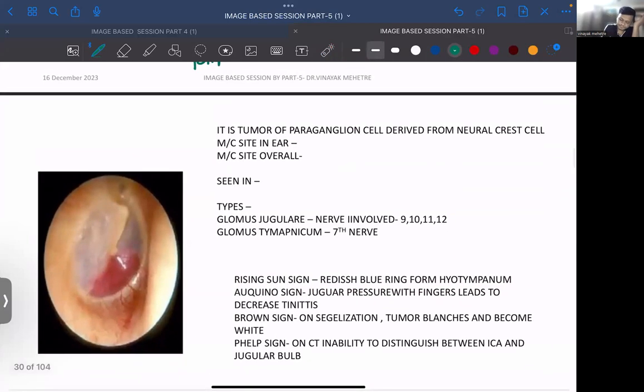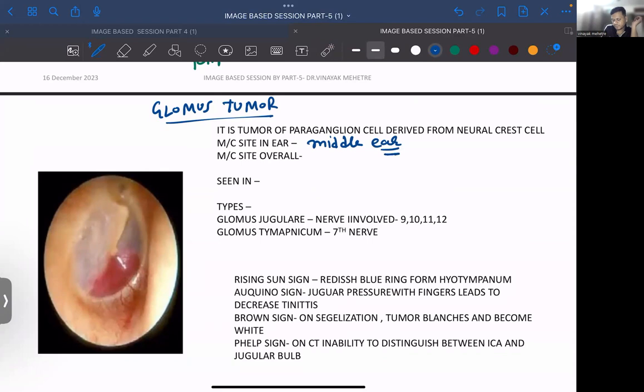It is seen in glomus tumor, right? Glomus tumor. Most common site in ear कौन सी है? That is middle ear. But most common site of glomus tumor overall, anyone? Answer is nail bed. Okay, nail bed होता है हमारे यहाँ, right? Over here, that is the most common site of glomus tumor.